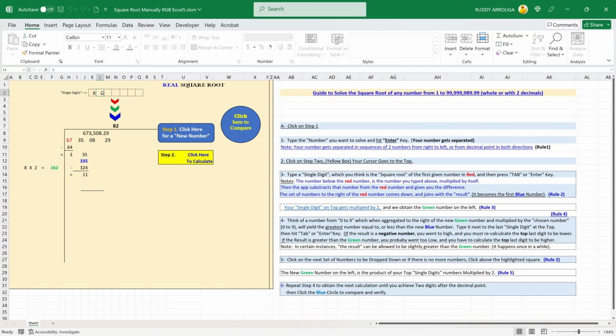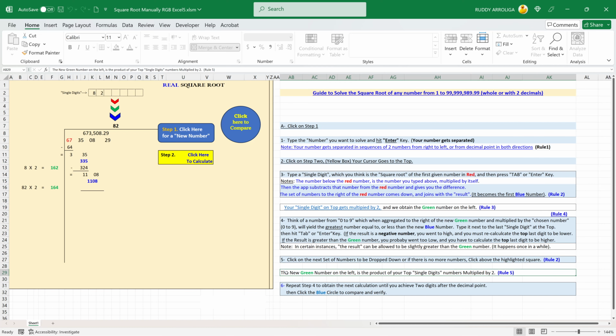Now, after we hit over here our 2, the computer's brought the cursor just below our next number to be dropped. Let's read. Click on the next set of numbers to be dropped down, or if there is no more numbers, click above the highlighted square. The square is right here. Our numbers to be dropped is right here. So we click there. It drops down the number. It forms the new number.